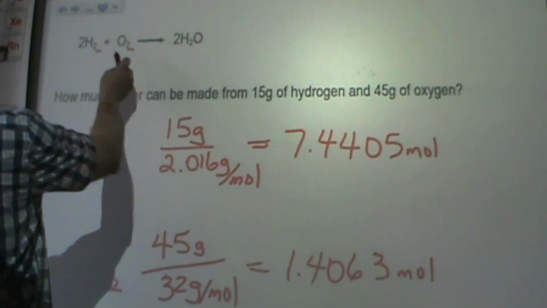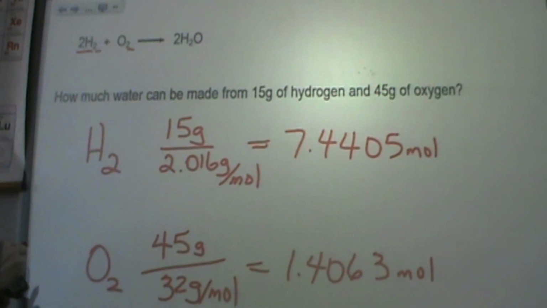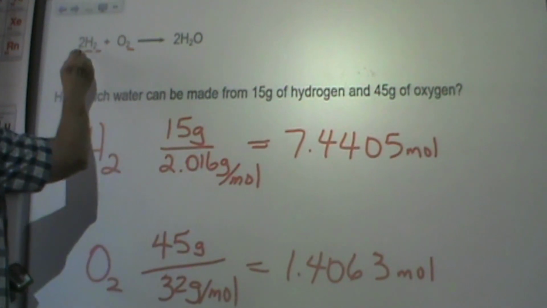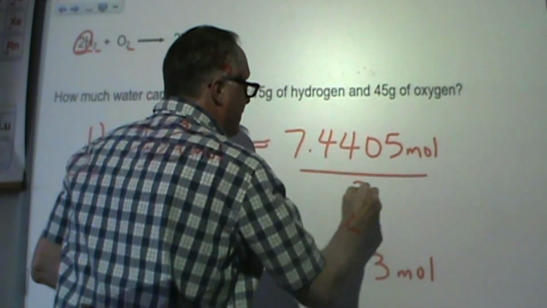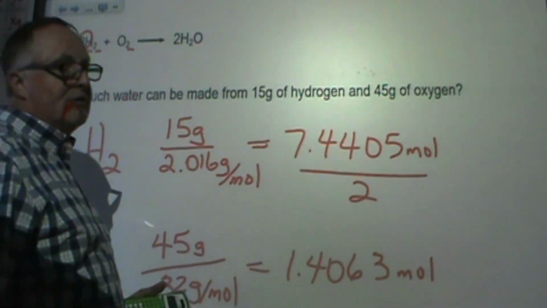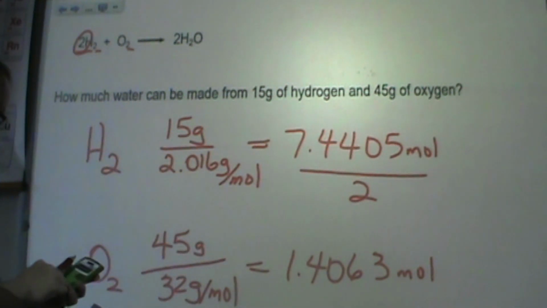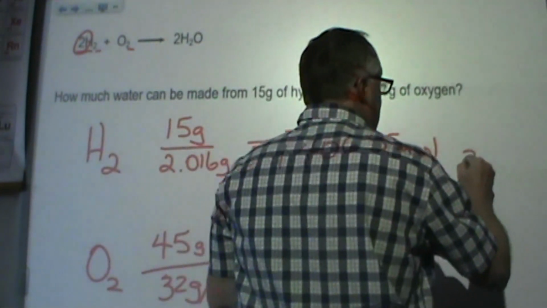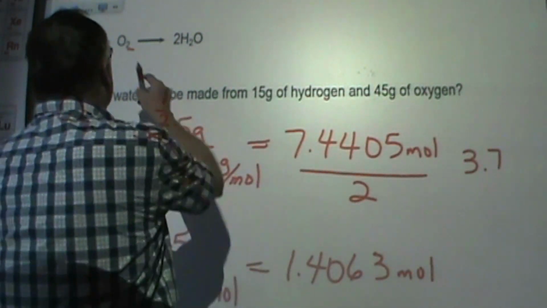Now when I look at the equation, it takes 2 moles of hydrogen for every 1 mole of oxygen. So I have to take the coefficient here, and I'm going to divide the number of moles by how many moles we need per reaction, per batch, like we did in the cookies. So if I take the 7.4405 divided by 2, I get 3.7. This is 1.